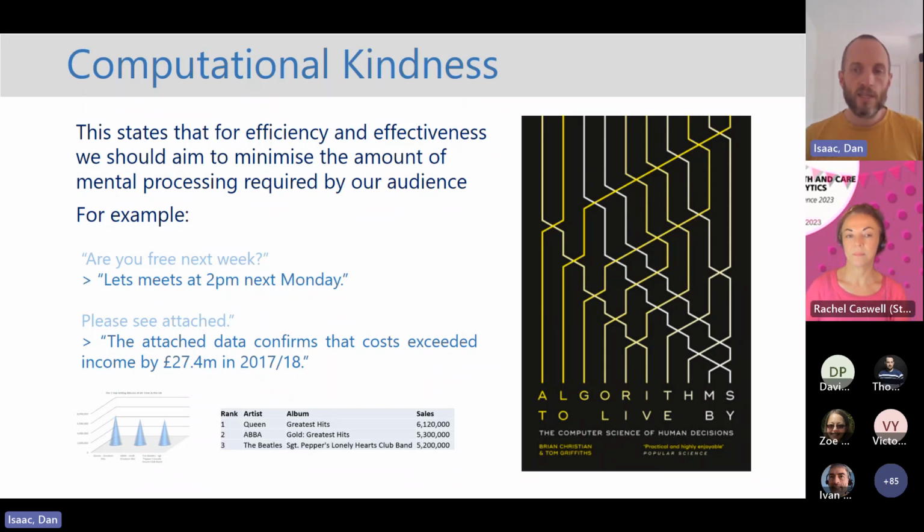Now, if you're a computer scientist, the idea of computational kindness says that if you've got 2 programs or 2 scripts, one of them is 2 lines of code and takes a fraction of a second, and the other one is 6,000 lines of code and takes half an hour, this one is computationally kind. It requires less computational resources in order to run that program than the other one. If we apply that to the world of human decision making, we can say that for efficiency and effectiveness, we should minimize the amount of mental processing required by our audience.